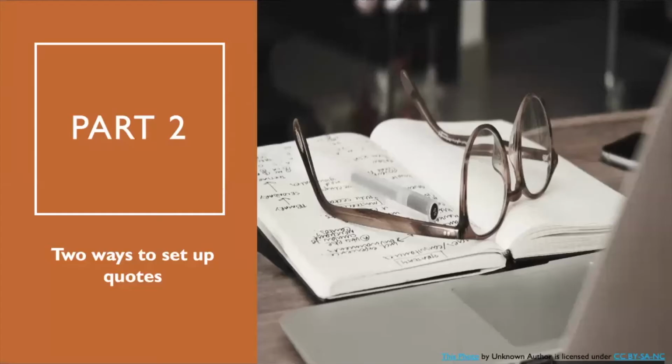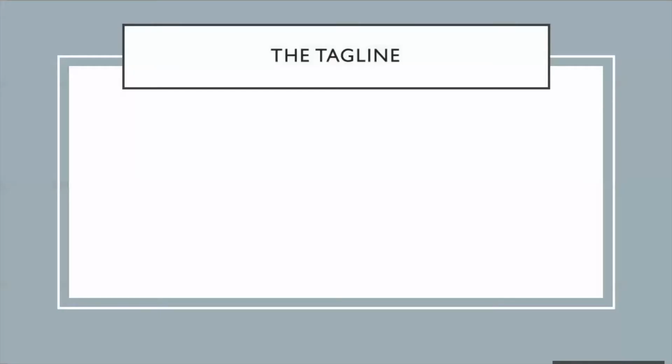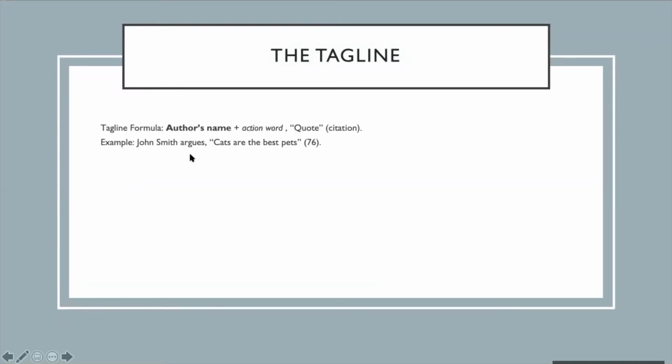Alrighty. Part two, ways to set up quotes. The first way is called the tag. It is when you use the author's name. So as you can see, there's my arrow. You have the author's name, the action word, and then the quote and the citation. So for example, John Smith argues dogs are the best pets, and then the citation.